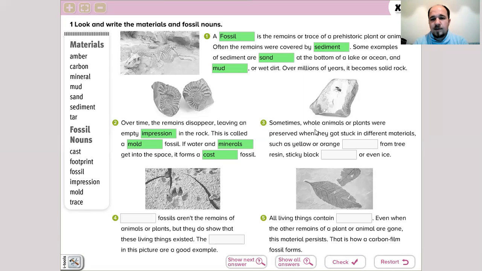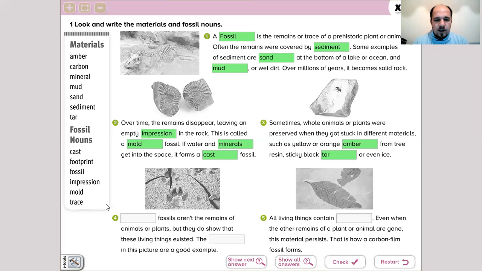Let's do exercise 3. Sometimes whole animals or plants were preserved very well when they got stuck in different materials such as yellow or orange amber from tree resin, sticky black tar, or even ice. When they are very well preserved in materials like amber, tar, or sometimes ice, remember the Ice Age movie? There was an animal in the middle of the ice, and his skin didn't change because of the good preservation.